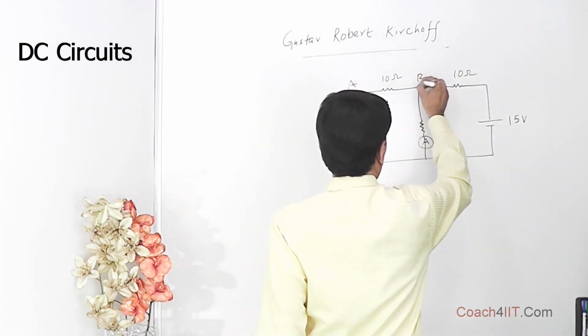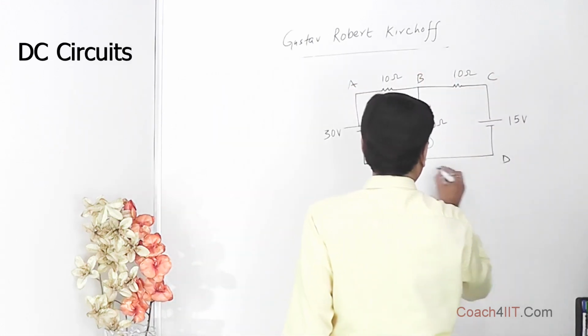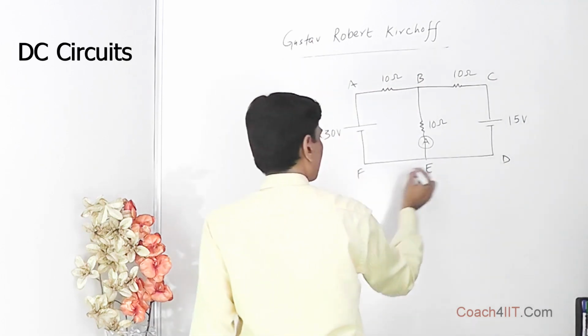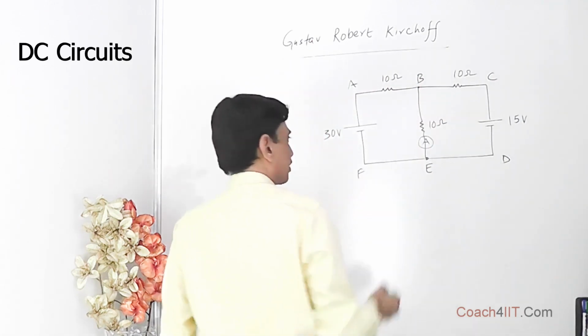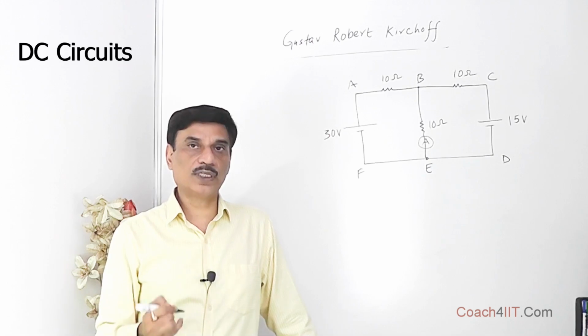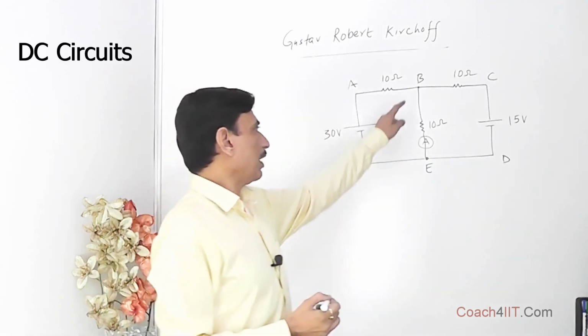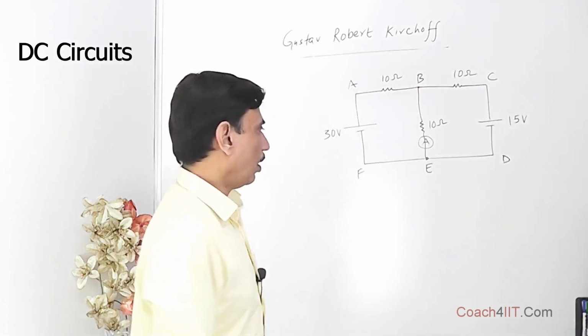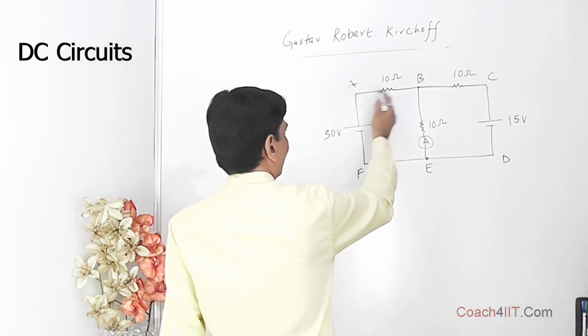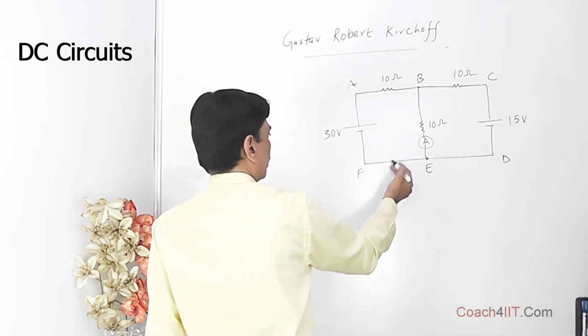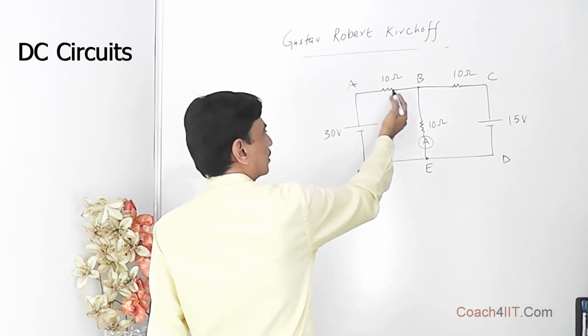So the first step is, let's give names to the various points: A, B, C, D, E, F. This and this, they are junctions. Junctions are the points where more than two wires meet. So over here we have one junction, and this is also a junction. Obviously, in this wire there is no junction. So whatsoever current is flowing in this direction, the same current should be flowing in this direction.